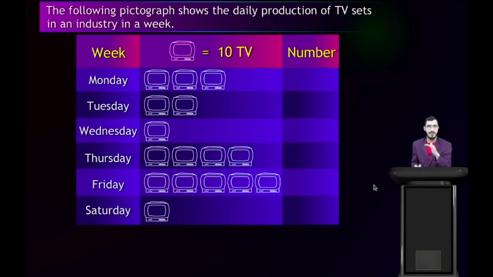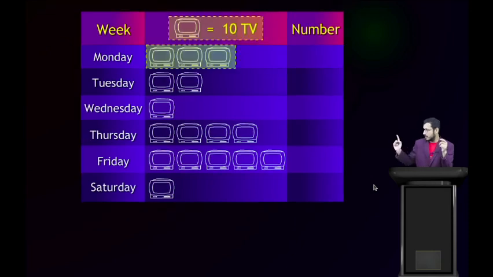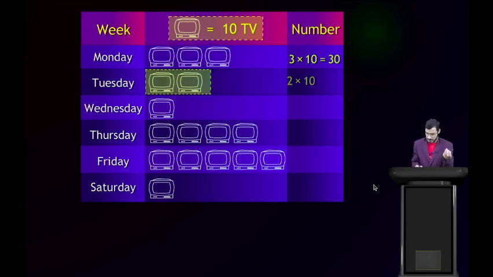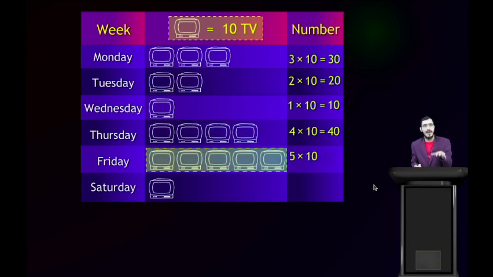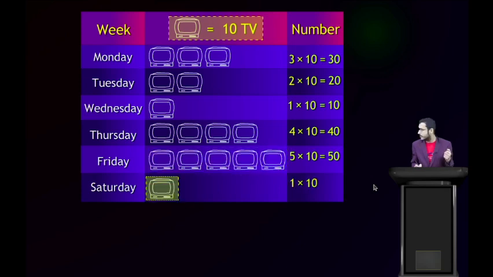So can you tell me the number of TV sets produced on Monday? Here one picture is equal to 10 TVs, so 3 pictures is equal to 3 into 10, that is 30. Now Tuesday, 2 into 10. Wednesday, 1 into 10. Thursday, 4 into 10. Friday, 5 into 10, and Saturday, 1 into 10. So those are our numbers.